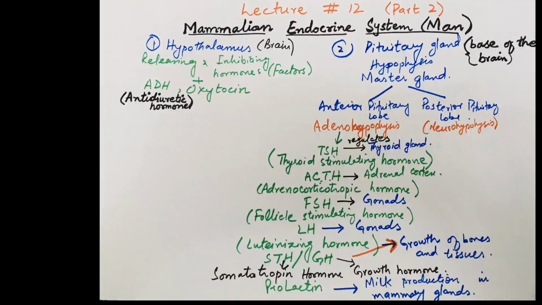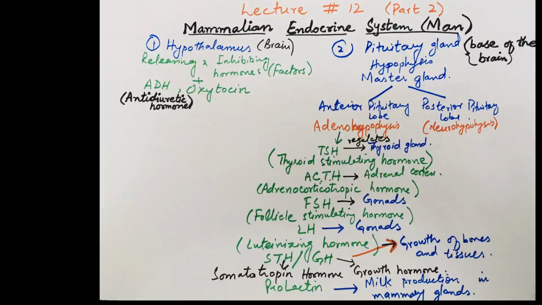The next, FSH, follicle stimulating hormone, which regulates the gonads. Then LH, luteinizing hormone, which regulates the gonads again. Then STH or GH, the somatotropin hormone or growth hormone, which is responsible for the growth of bones and tissues, right? Then prolactin, which is responsible for milk production in mammary glands, right?